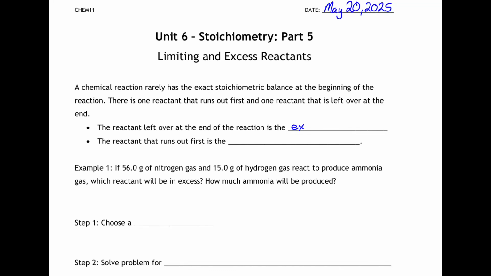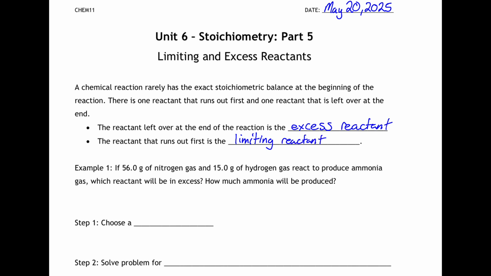We're going to use excess reaction. Let me spell this and I'll get on with it again. Reactant. Remember, reactants are the beginning of a reaction, the starting materials. So one of them is left over and the other one ran out first. So we used it all up. So we call this one the limiting reactant.